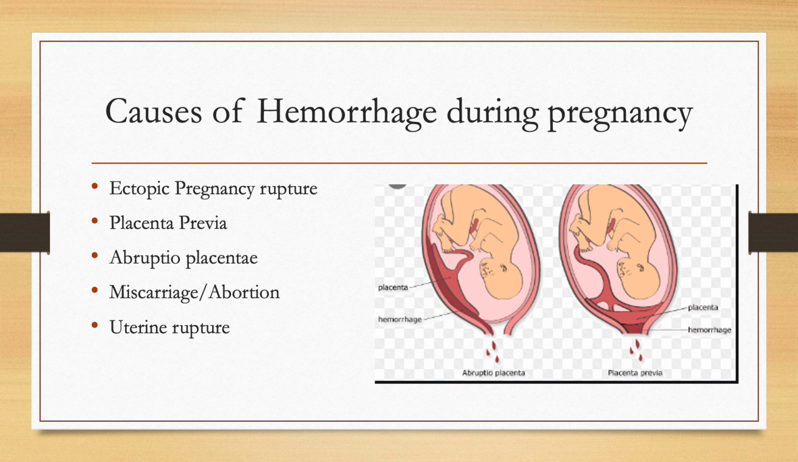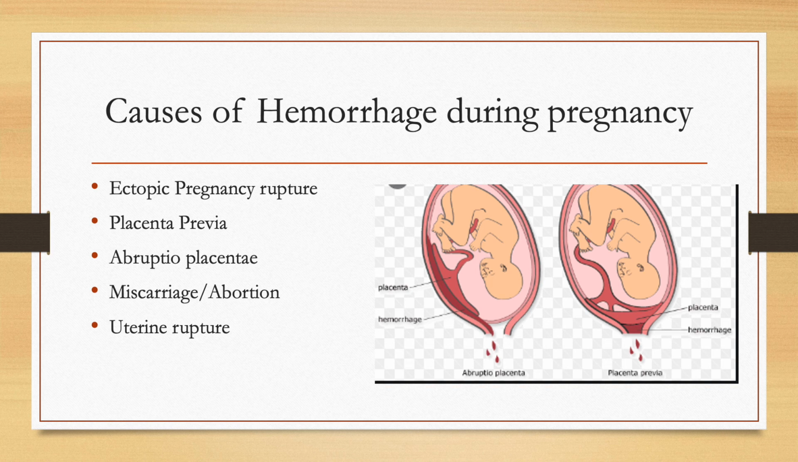Then we have placenta previa. Placenta previa, it's basically when the placenta covers the cervix. It can be completely covering the os or partially, or it borders it. Okay, but we need to know that this causes or can cause hemorrhaging during pregnancy.